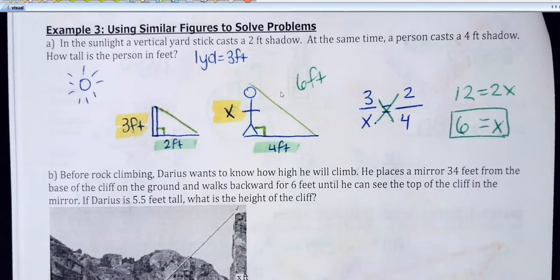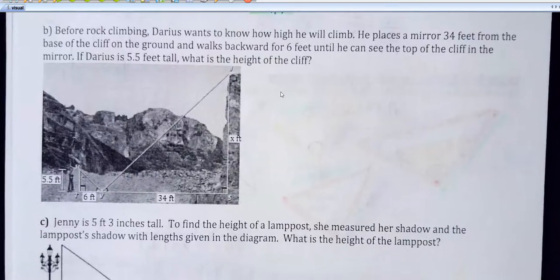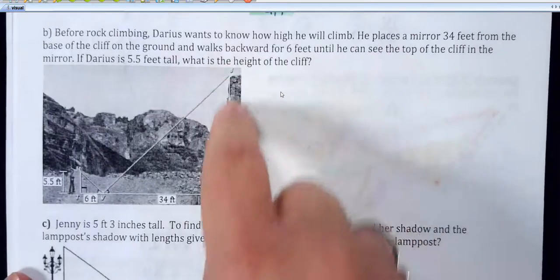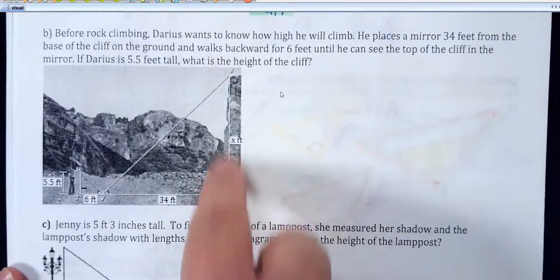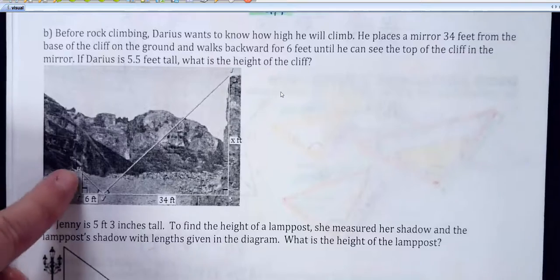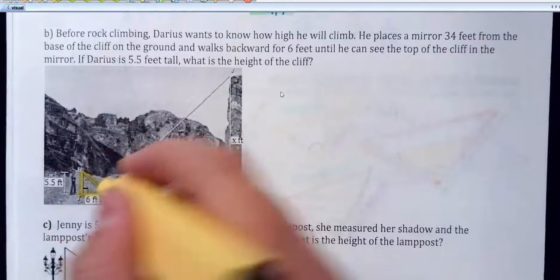Okay, now this one I have here is using a mirror. This is kind of like a weird thing, but you can actually do this in real life. So it says, before rock climbing, this is not the greatest picture I have ever stolen from the internet, so please forgive me. There is supposed to be like a mountain here that we're gonna rock climb, and the person that is gonna climb this is down here in the corner. I don't know if you can see it. So I might draw this to the side so we can see this a little bit better.